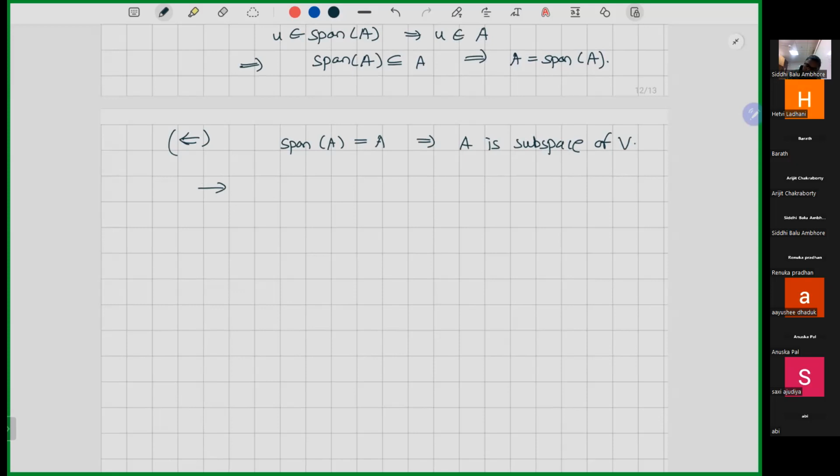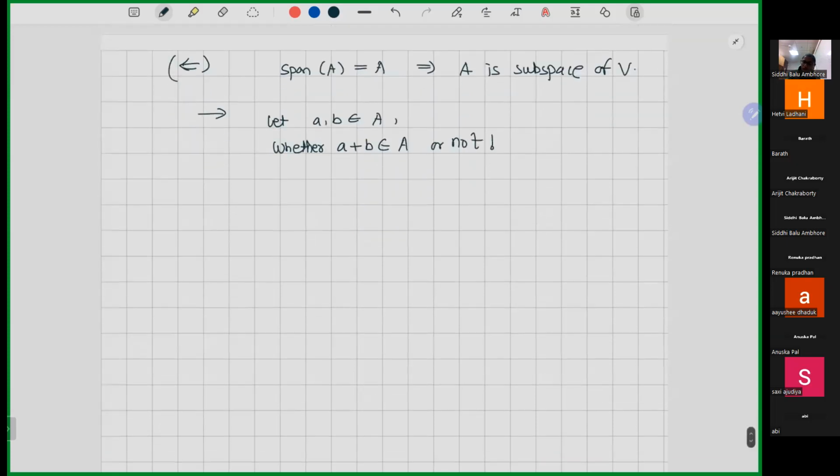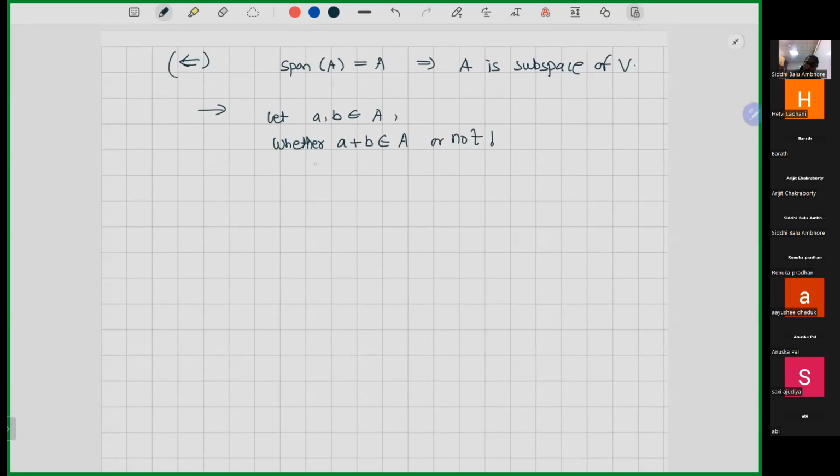So let a, b belong to A. Then we want to know whether a plus b belongs to A or not. This is what we need to show if we want to show that A is a subspace. But this is true, right? a plus b belongs to span of A, which is A from the given condition. So this implies a plus b belongs to A. Any doubt here?